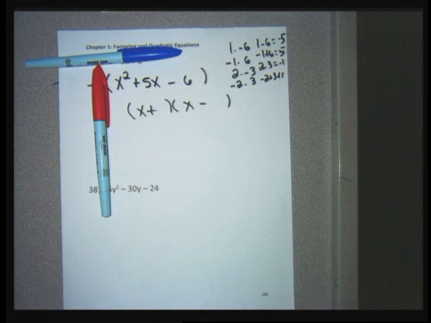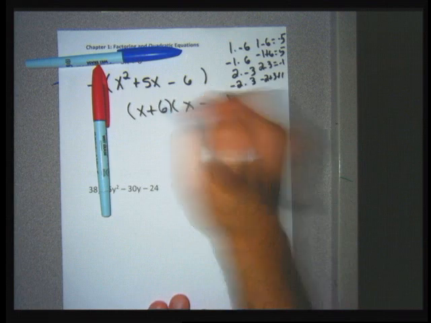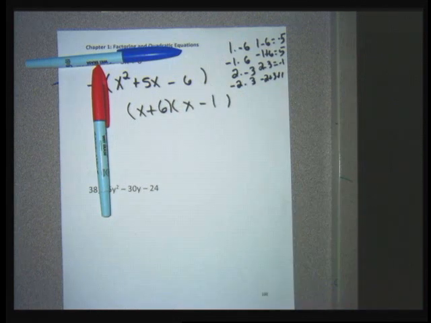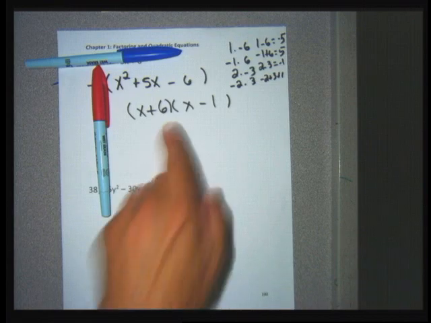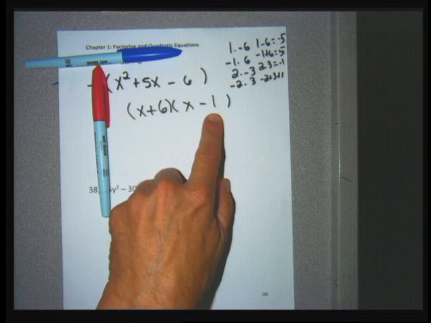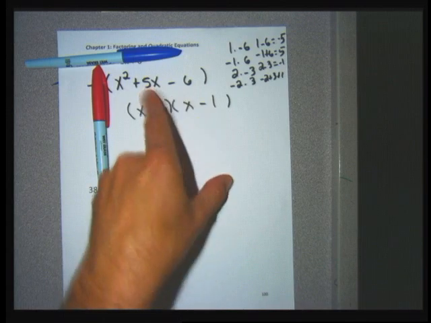And the 6 has to go with the plus. The 1 has to go with the minus. Otherwise, when I FOIL it, I wouldn't get the right sign on the 5. If you put a 1 in the first parentheses and a 6 next to the minus, when you FOIL it, you'd get a minus 5x.